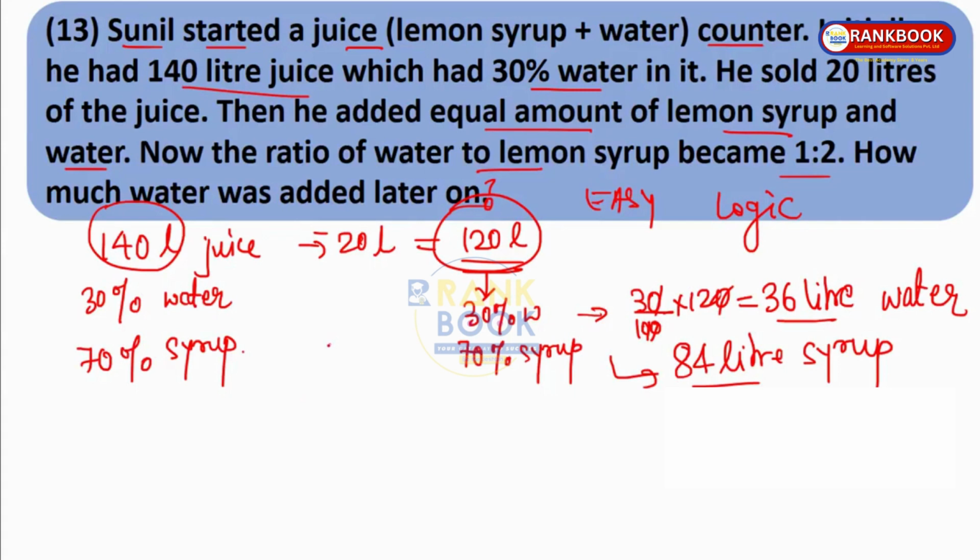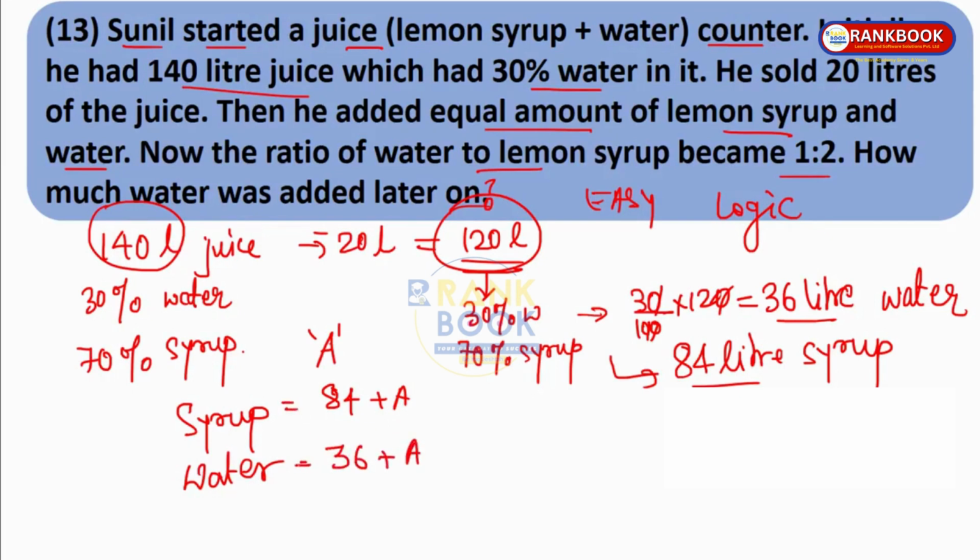So let us assume that Sunil adds a liters of water and a liters of lemon syrup. So how much would be the quantity of syrup now? It would be 84 plus a. What would be the quantity of water now? It would be 36 liters plus a, right? This would be the amount of syrup, and this would be the amount of water, 36 plus a liters. And what have they given? The ratio of water to lemon syrup becomes 1:2. So we have (36 plus a) divided by (84 plus a) equal to 1/2, right?